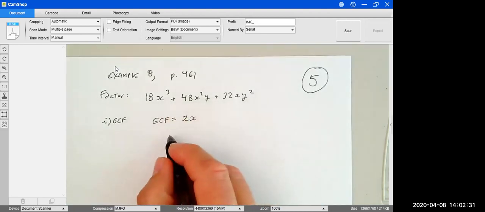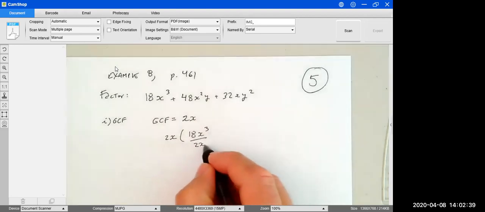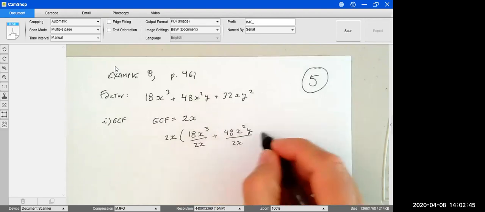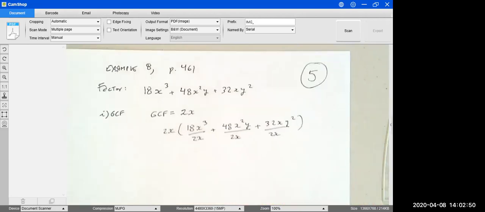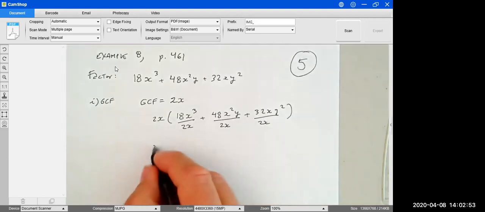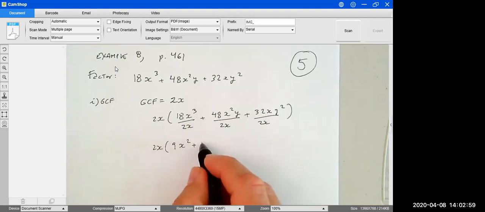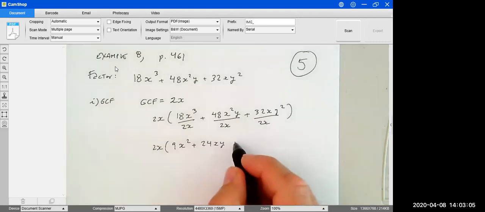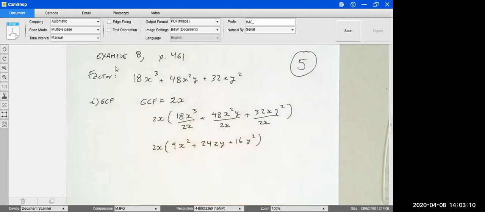So let's write that down. So it's going to be 2x, 18x cubed over 2x plus 48x squared y over 2x plus 32xy squared over 2x. So that's the first part. So we simplify here and we're going to get 9x squared plus 24xy plus 16y squared. So we have a trinomial.